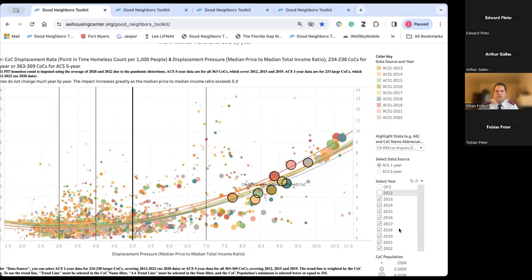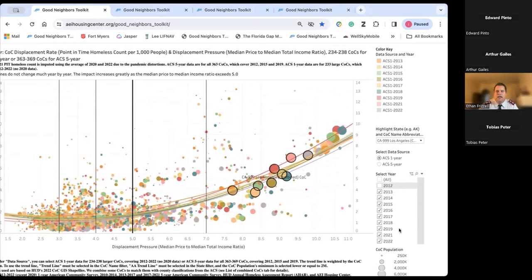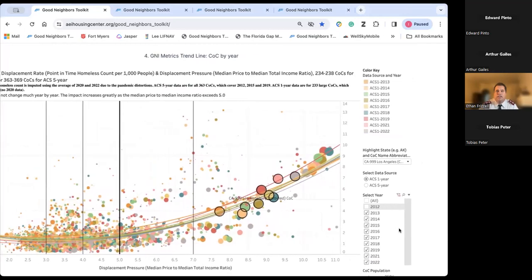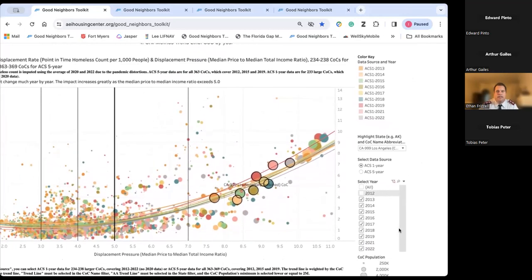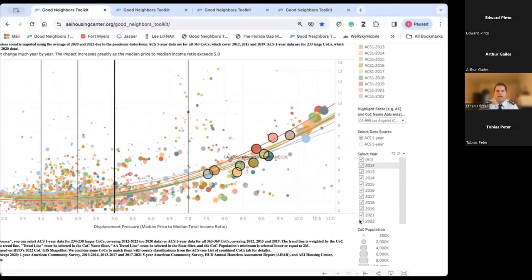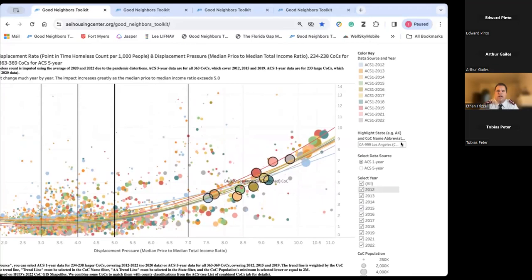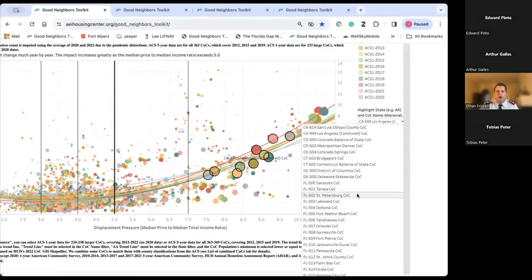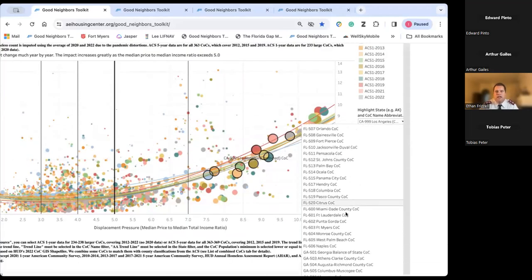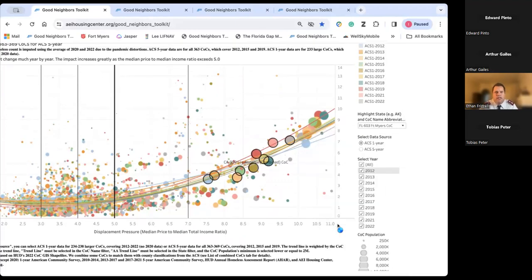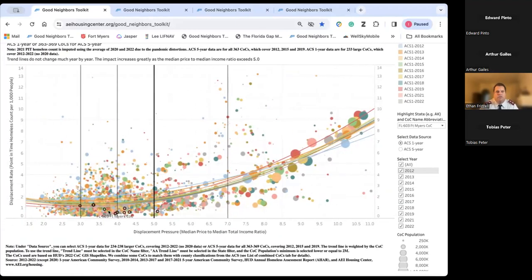For some reason, 2012 was a challenging year. The data didn't match the same. I can't tell you why, but I can tell you it tends to be an outlier. But you can choose your years here as you choose to tell the stories. And again, you can choose here what CoC you want. So I mentioned I'm in the 603. So I'm able to click this, and you're able to see Fort Myers.